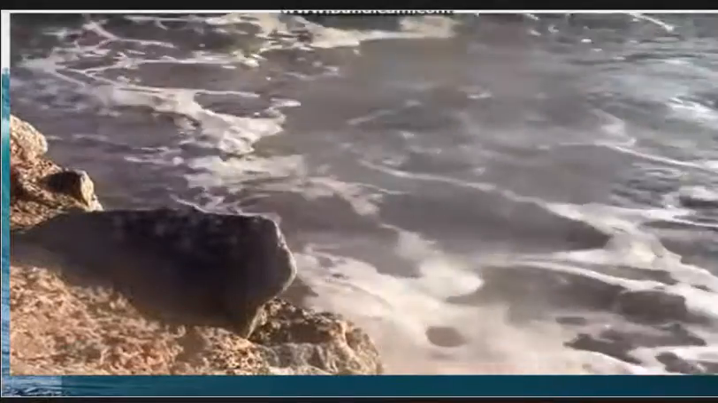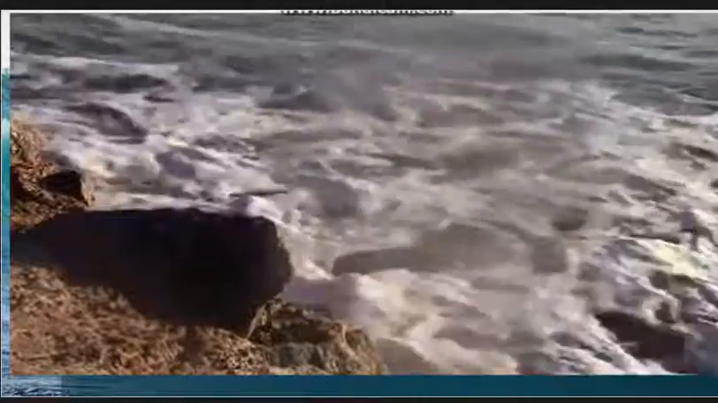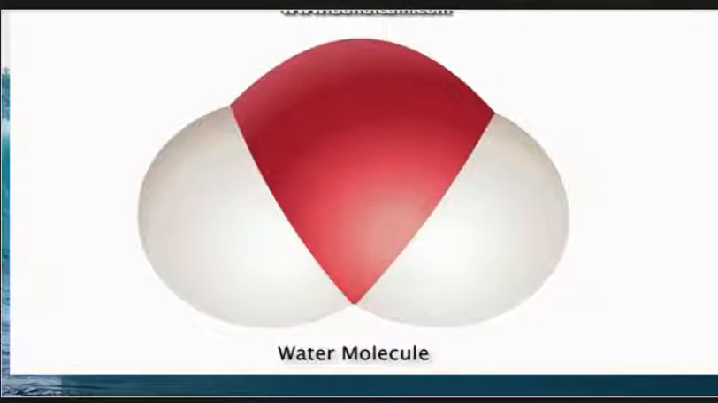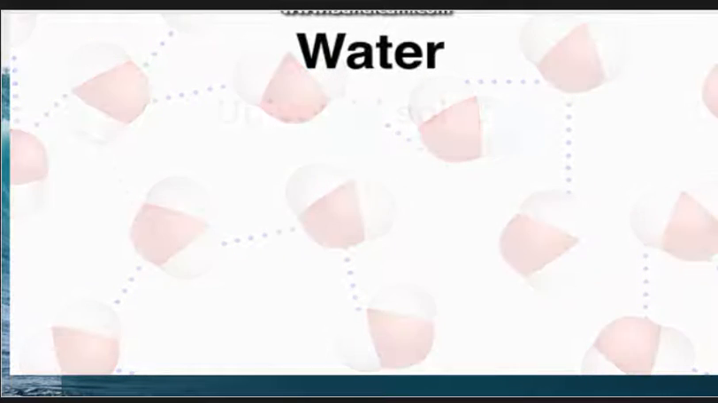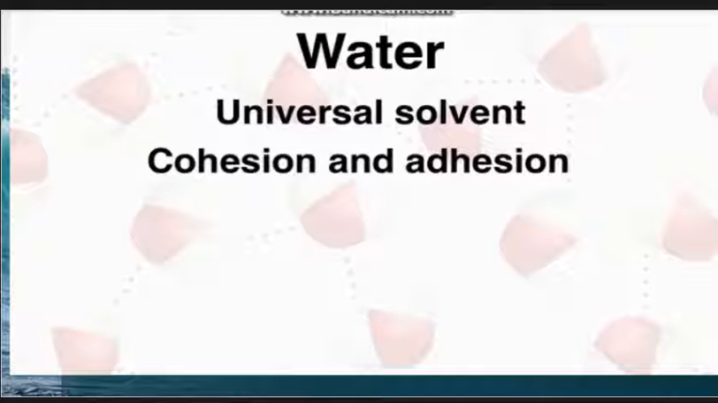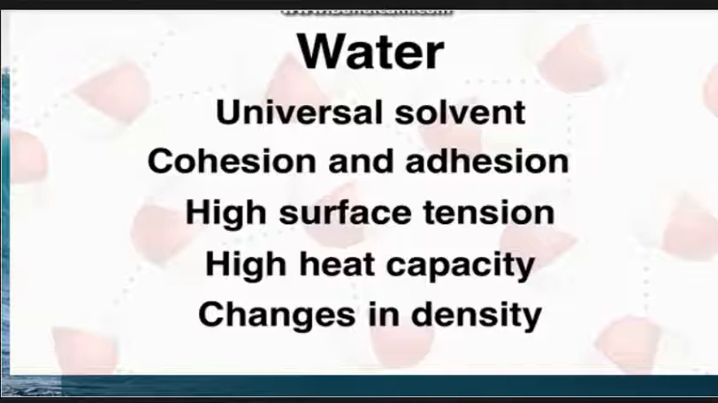Life, as we know it, would not exist without water. Over 70% of the planet is covered in water, and our bodies are around 70% water. But why is water so important? The structure of a water molecule and the fact that it is capable of forming hydrogen bonds with multiple other water molecules simultaneously provides water molecules with some very unique characteristics. These include the ability to act as a universal solvent, the properties of cohesion and adhesion, a high surface tension, a high heat capacity, and changes in density based on temperature. Let's take a look at each of these in turn.